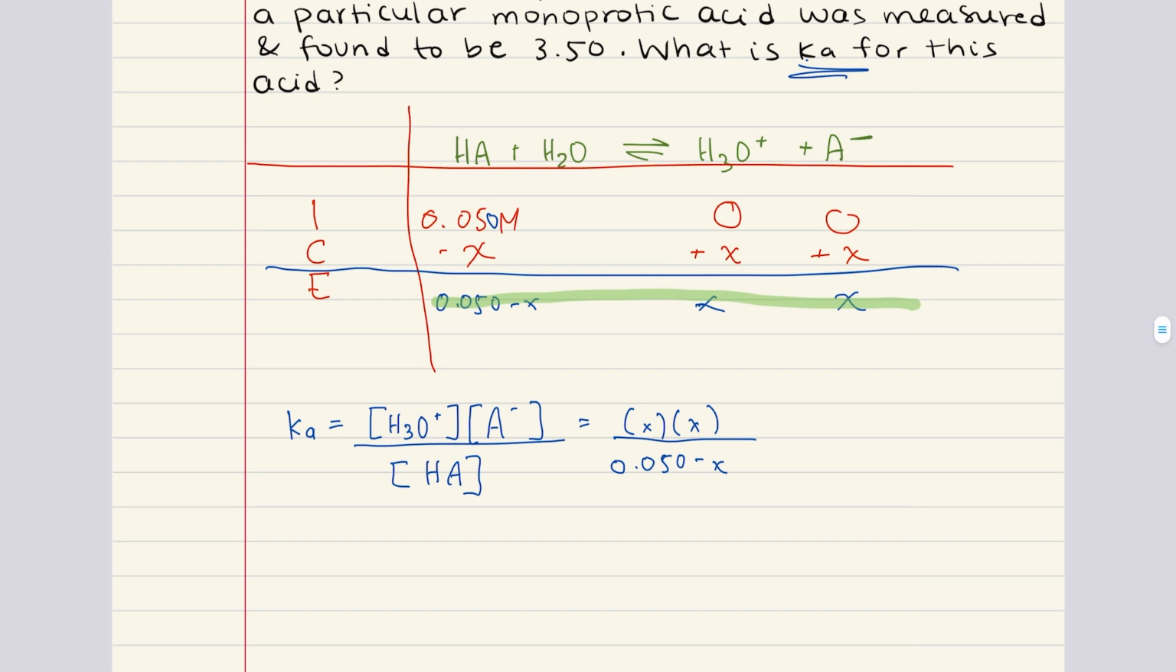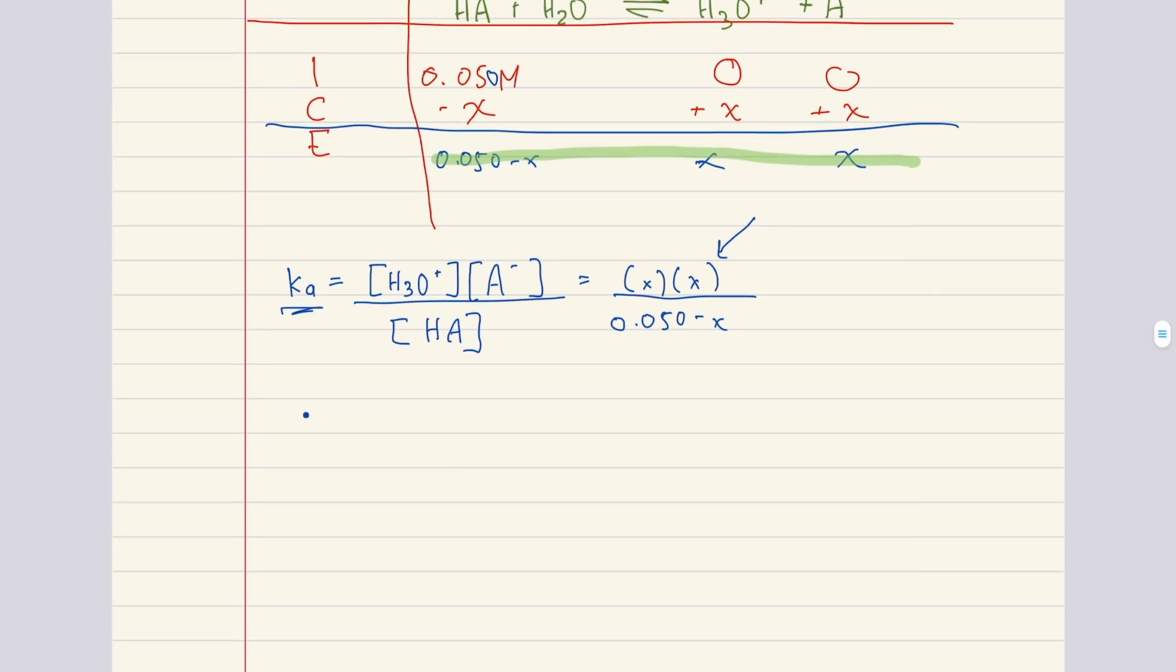Now, our goal here is to figure out Ka for this acid. And in order to figure out Ka, we need to know what X is. We're not given that directly, but the key point to recognize about this problem is that anytime we know pH, we can quickly determine the equilibrium concentration of hydronium ions. We're given the pH of this solution, 3.50, and we can figure out the concentration of hydronium ions because that is equal to 10 to the minus pH. So that's going to be 10 to the minus 3.50, which is equal to 3.16 times 10 to the minus 4 molar.